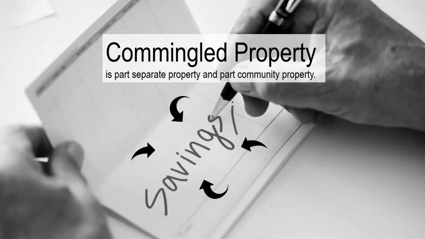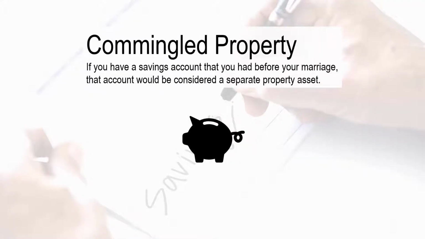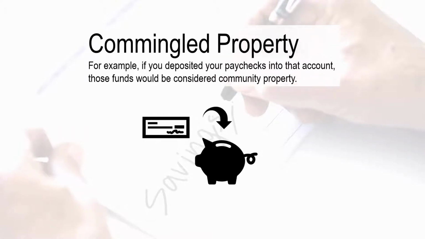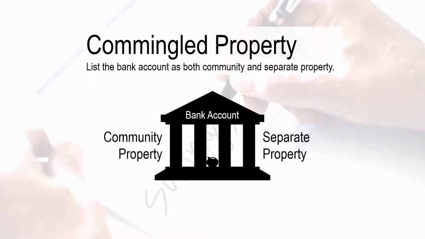Commingled property. Sometimes, property is part separate property and part community property that have been mixed together through something called commingling. For example, if you have a savings account that you had before your marriage, that account would be considered a separate property asset. But if you deposited your paychecks or other earnings during marriage into that account, those funds would be considered community property. In this example, you would need to list the bank account as both community and separate property in your workshop packet. Later in your case, you will need to figure out how to properly divide up the funds in the account.